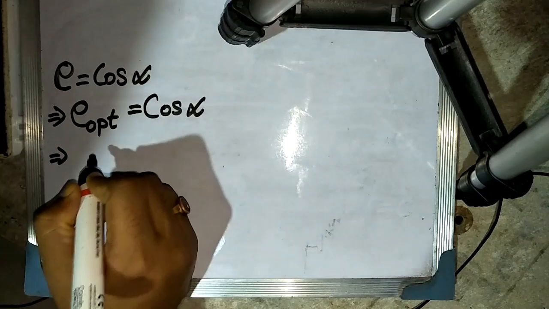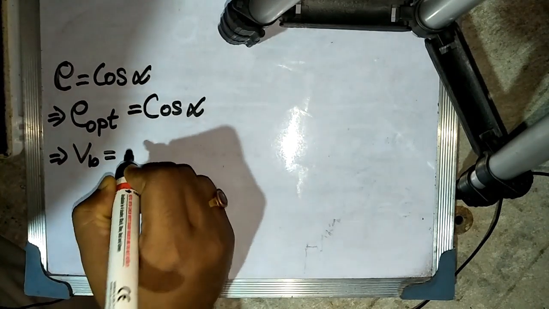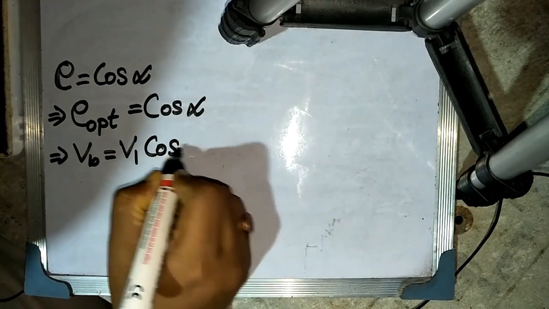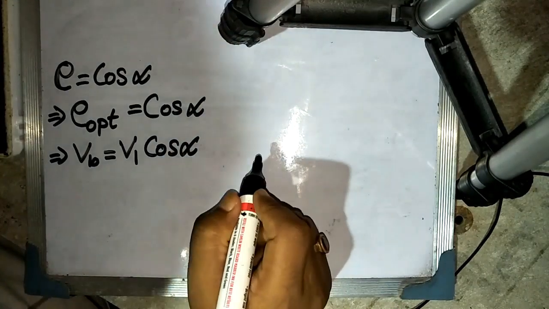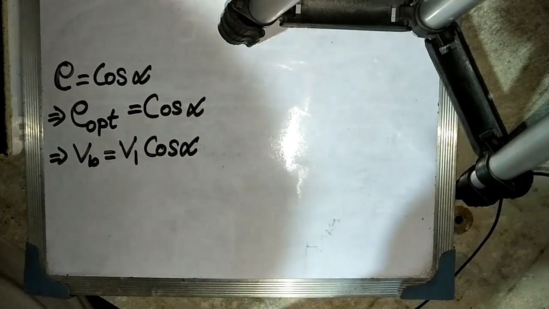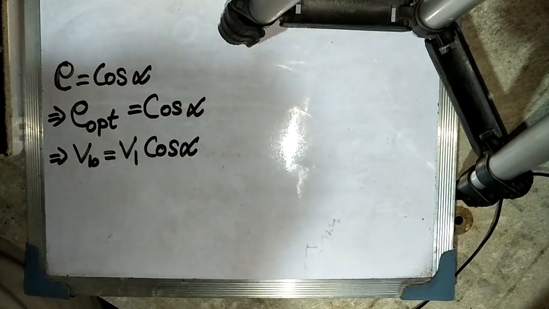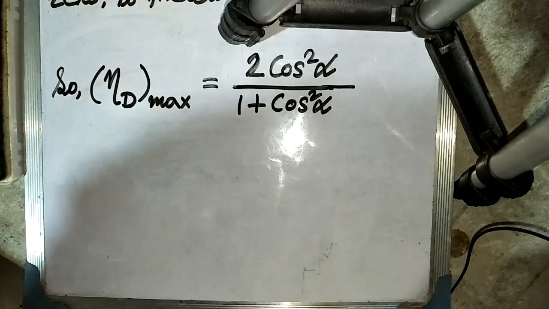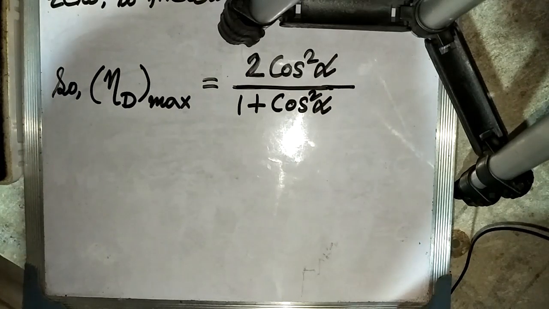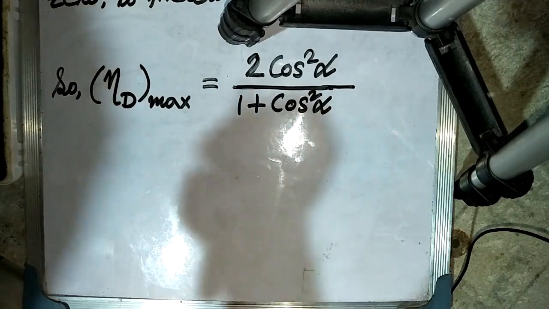And we know that the value of rho is the ratio of VB by V1, so VB equals V1 cos alpha. Now we are going to substitute this value into the efficiency expression. So the maximum efficiency expression, we get eta d max is equal to 2 cos square alpha by 1 plus cos square alpha.